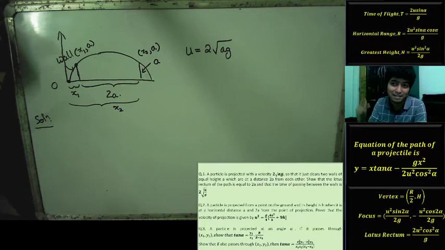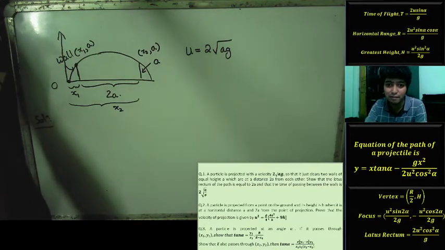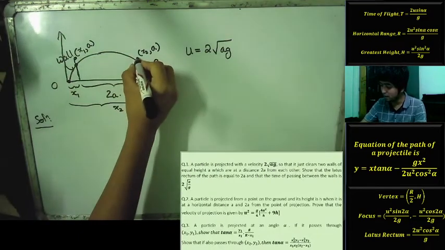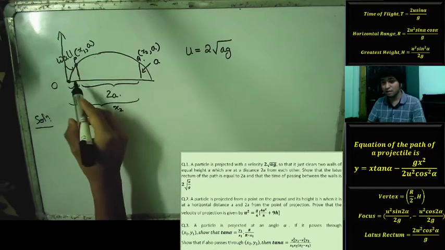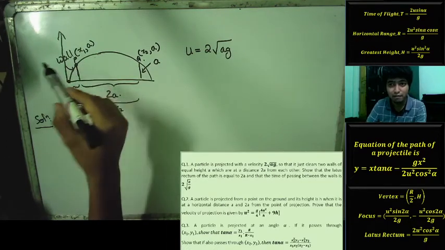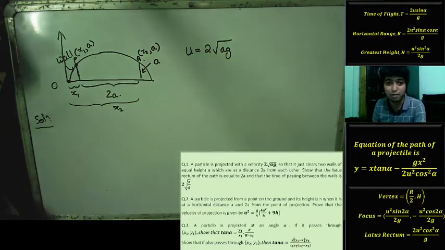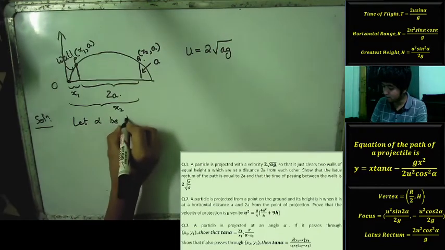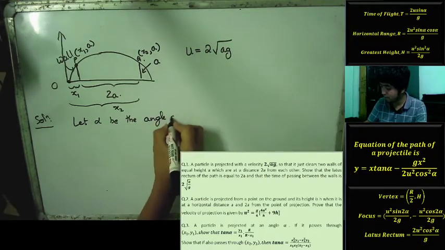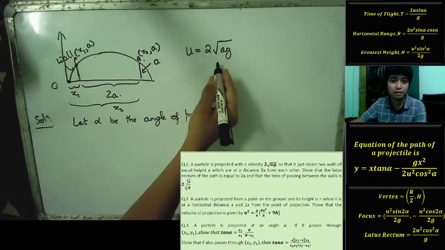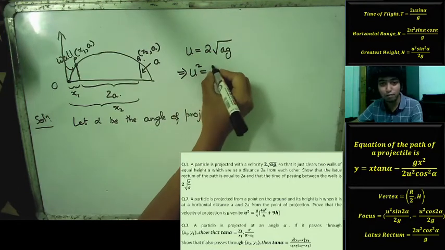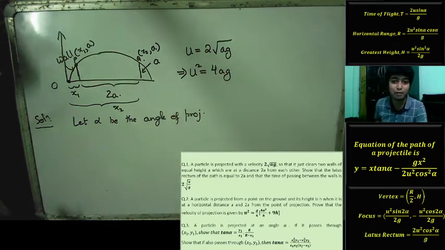Also, if you take a look at the second part of the question, you are required to find the time of passage between the two walls, so the time taken from P to Q. So we need to find the time taken for the projectile to travel from P to Q also. So let alpha be the angle of projection. u is the velocity of projection, equal to 2 root ag, so it's best if we square it in advance. u squared will be 4ag. So this is what is given to us.